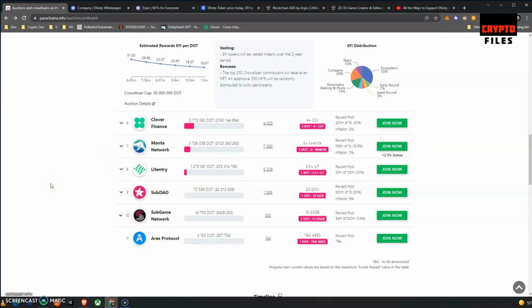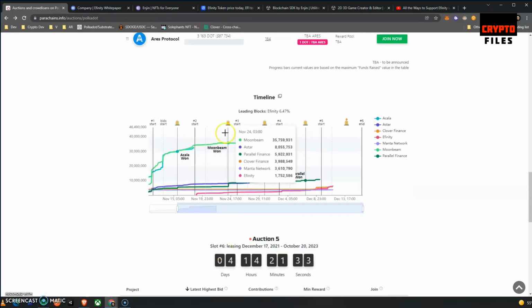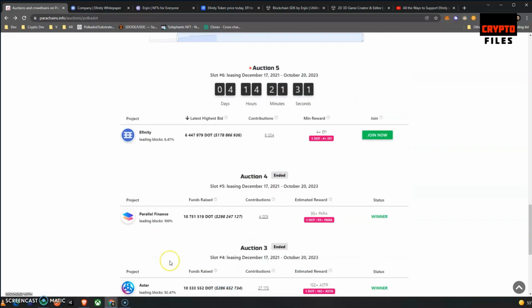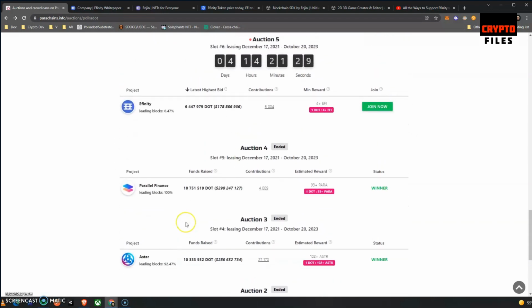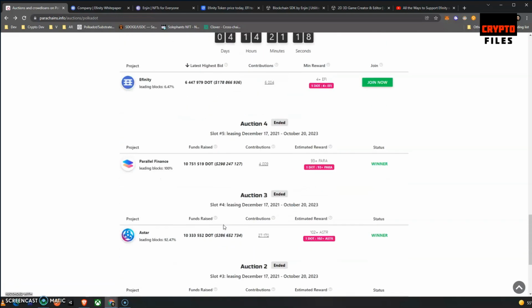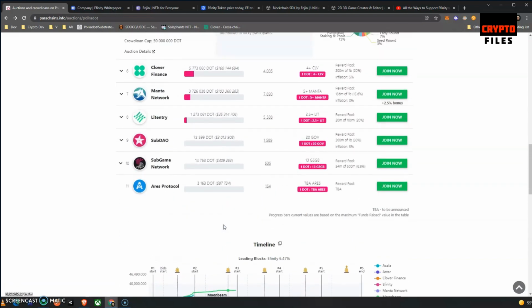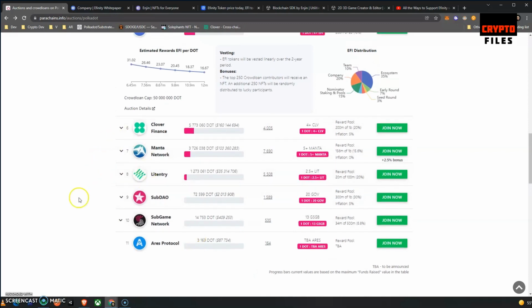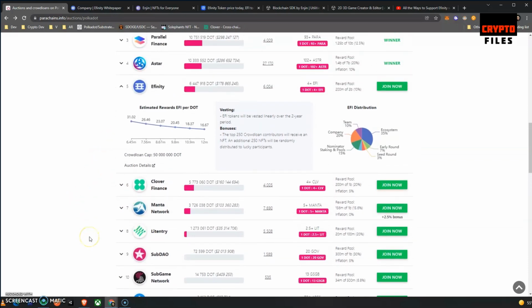So many are asking, what happens for these projects that don't win a slot in the first batch of projects? Well, they can continue to join the second batch, but they have to restart their crowdloan campaign. So all these DOT that have been contributed to these crowdloan campaigns will be returned to the original owners and start back at zero, but they can submit again as many times as possible.